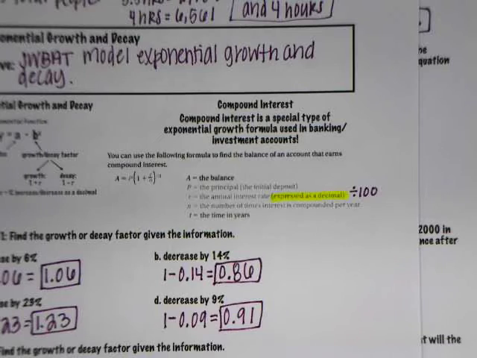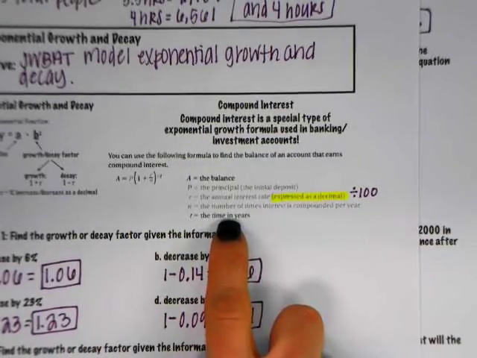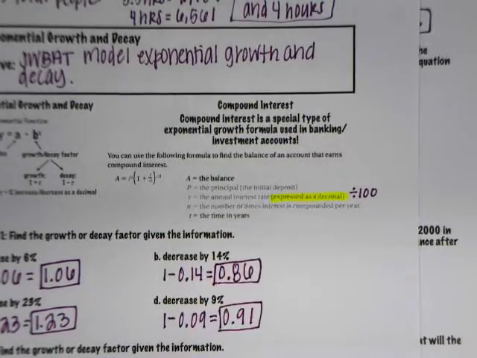N is going to be the number of times the interest is compounded per year. It's going to use words like monthly, annually, semi-annually, quarterly, and you're going to have to figure out how many times a year that is. N is used in the formula twice. And then T is going to be the time in years that the money's sitting in the account.